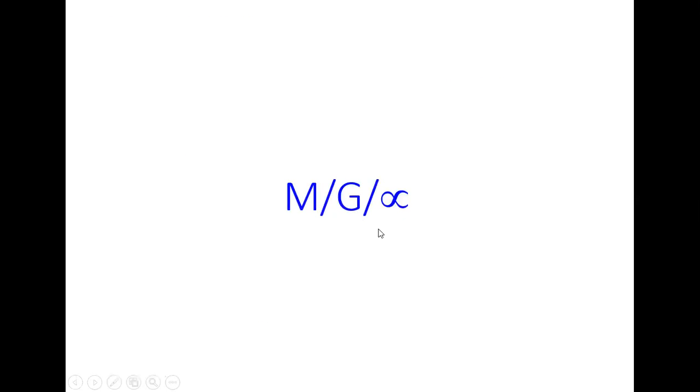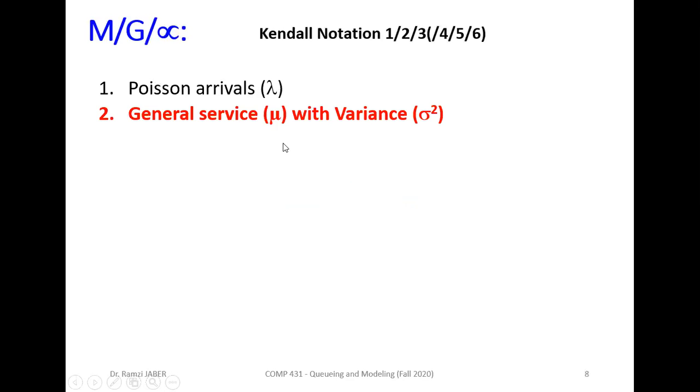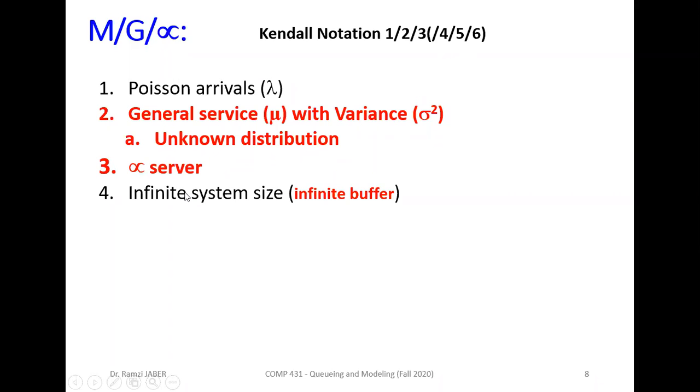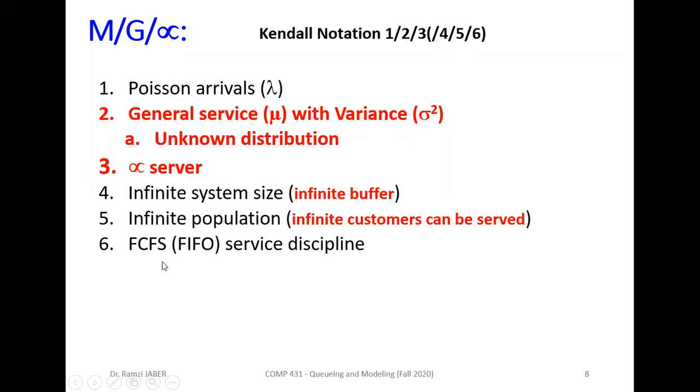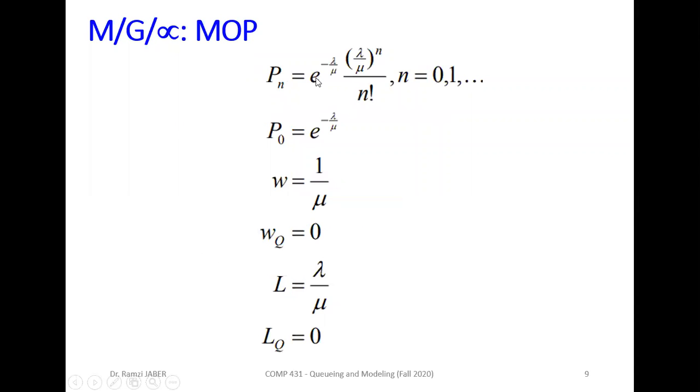Now M/G/infinity. The same: M Poisson arrivals, G general service mu with variance, unknown distribution. Now infinite server, infinite buffer, infinite population, FIFO. This is M/G/infinity. To get the MOP: in infinity server, we don't have a queue. No LQ. LQ equals 0, WQ equals 0, and L equals rho equals lambda over mu.